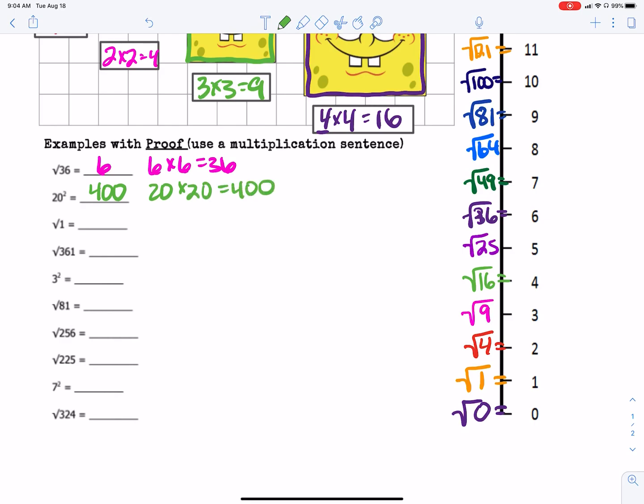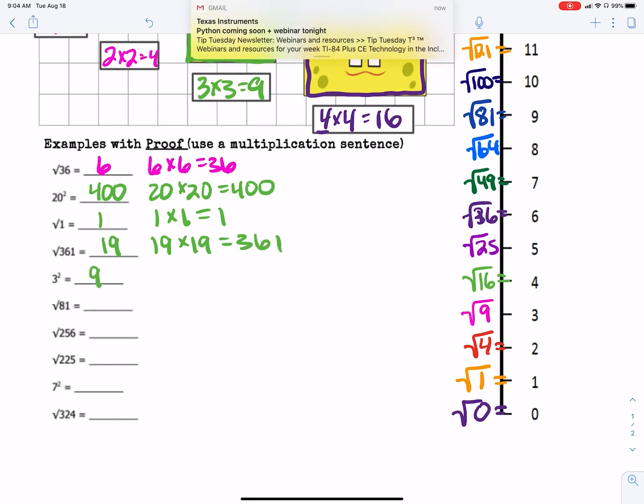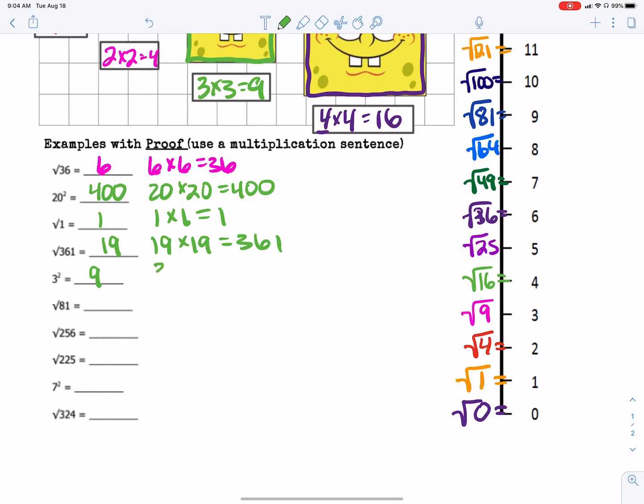The square root of 1 is 1, and that's because 1 times 1 equals 1. The square root of 361 is 19 because 19 times 19 equals 361. 3 squared is 9 because 3 times 3 equals 9. The square root of 81 is 9, and that's because 9 times 9 equals 81.